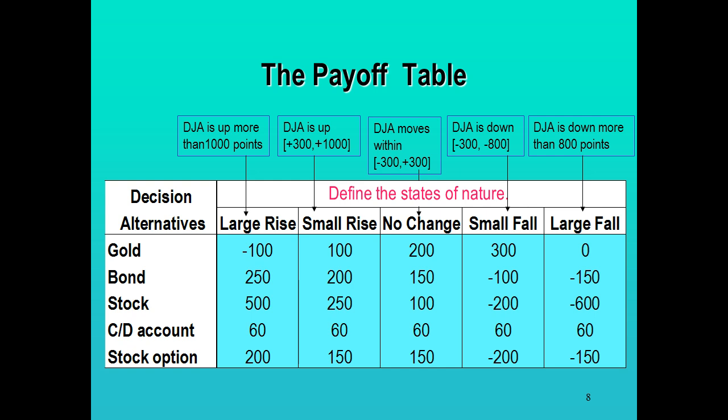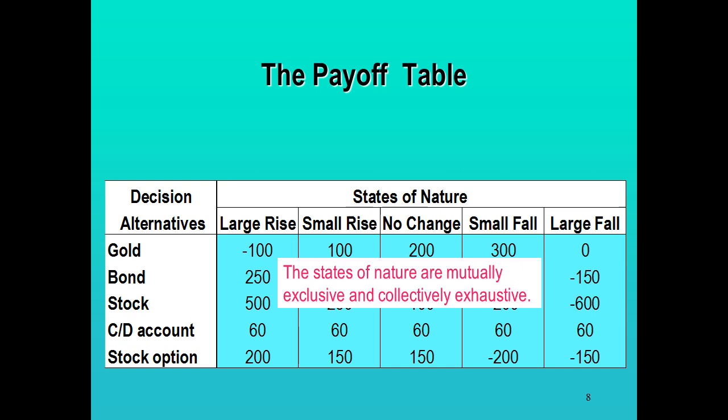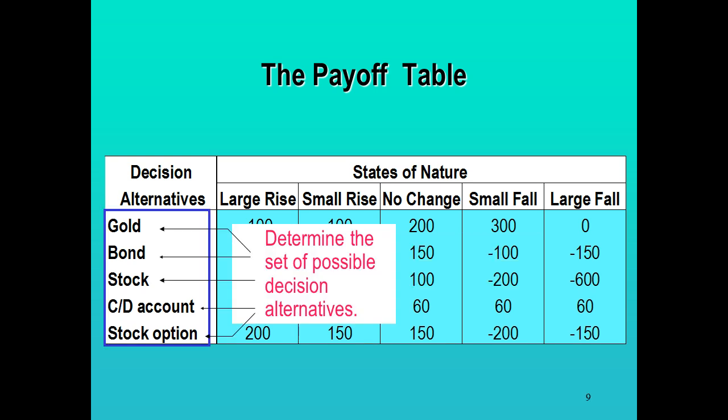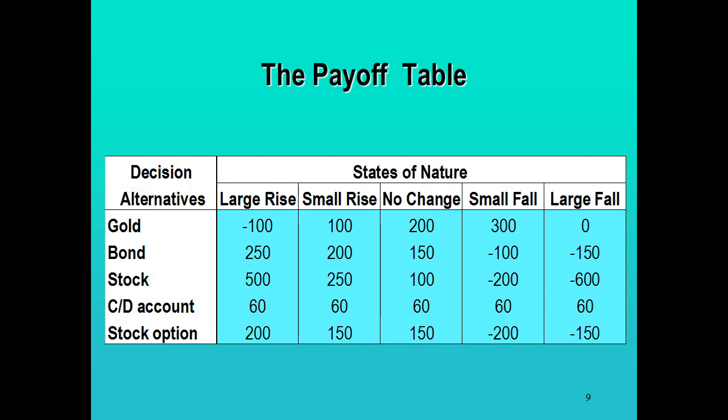Now, how we read this, okay, is if Tom invests in gold and the market goes up, I don't know, somewhere between 300 and 1,000 points, we're projecting he's going to make $100. That's a projection, right? That's our projection. If he invests in bond and the Dow goes down more than 800 points, we're projecting that he's going to lose 150. Okay? So this is a payoff table. The states of nature are mutually exclusive and exhaustive. Here are the set of possible decision alternatives. Here are the future states of nature. Now, what decision would you make?